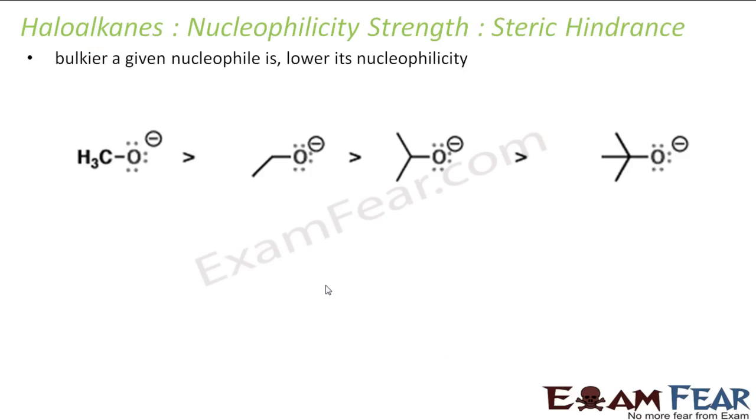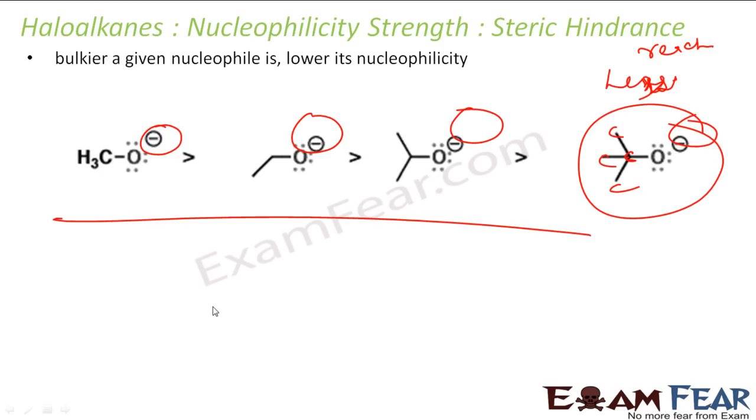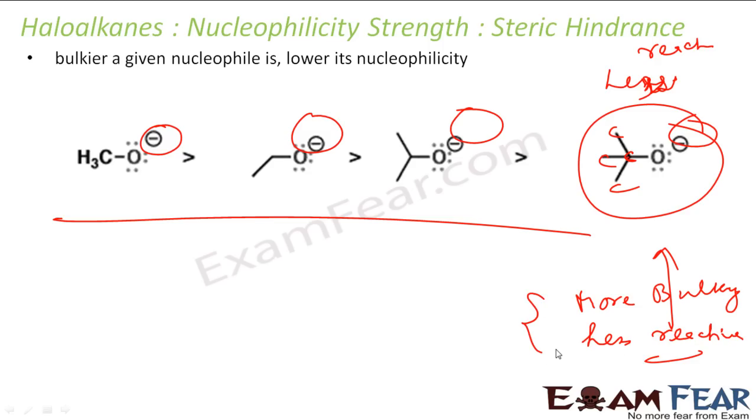Now we'll talk about steric hindrance. That also plays a critical role in nucleophilicity. For example, in this case, this carbon is totally bulky, right? This will be less reactive. You see, all these have a negative charge. All these have the potential to be nucleophiles, but because of more steric hindrance, more bulk, this one is less reactive. So the more bulky the nucleophile, the lower the nucleophilicity.